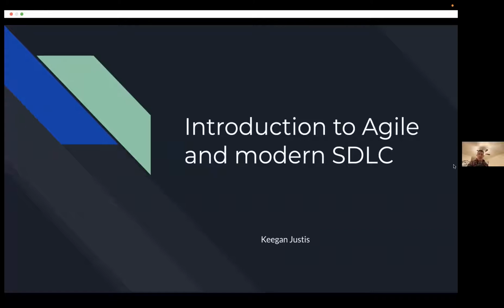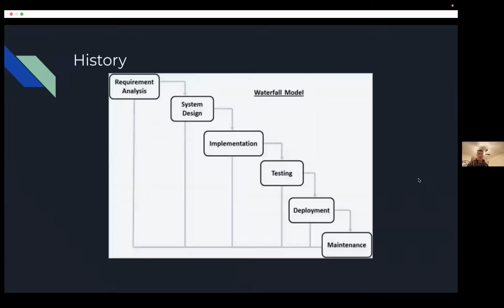Well, to get started, we have to know what happened before Agile. And we had this thing called waterfall. And waterfall, the best way to think of it is applying other engineering disciplines, like building a car, and trying to apply them to software development.